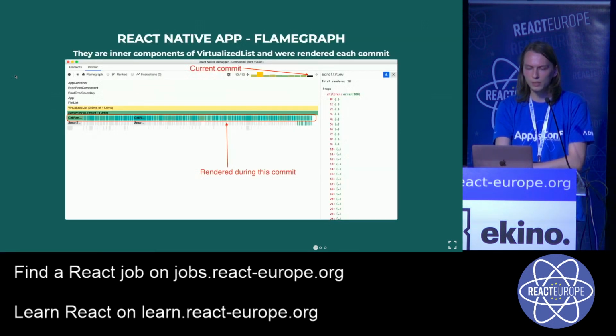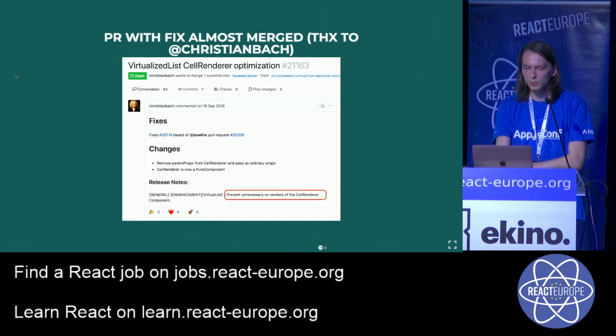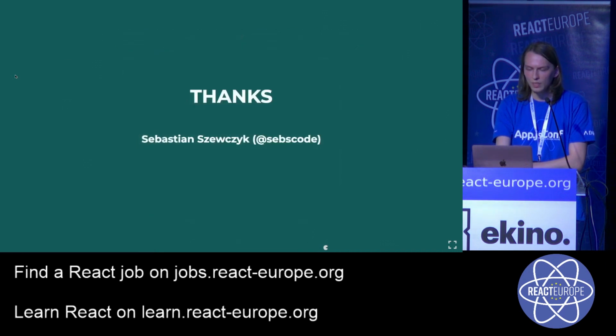Some of you might notice that there are cell renderer components before smart text. Those are the inner components of virtualized list, and to fix that, we have to change React Native code. I don't have time to tell you about the solution for that, but if you're interested, search for the open pull requests on GitHub.